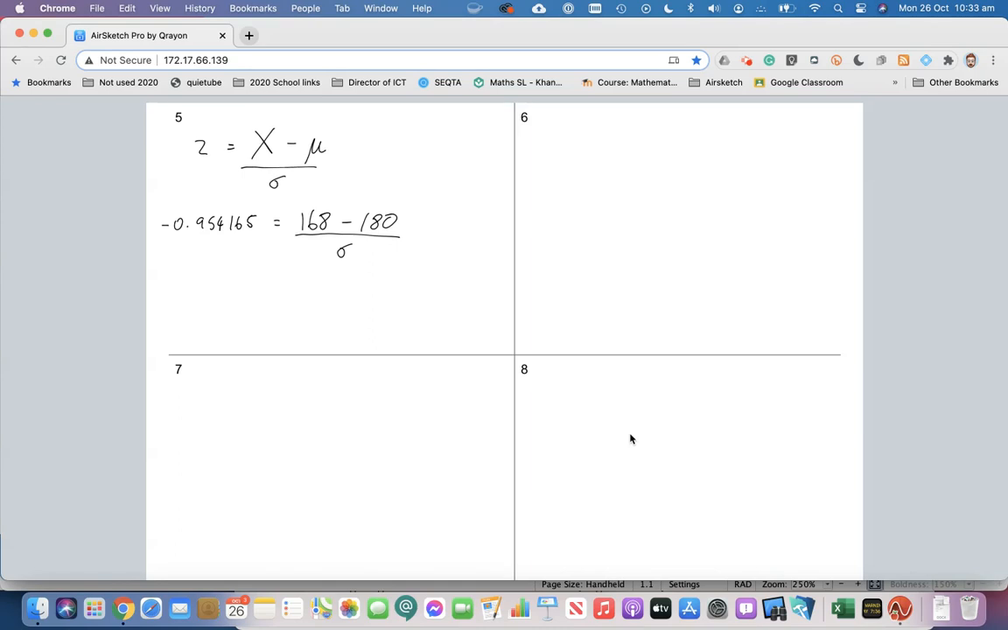And sigma is the thing that we don't know. Okay, so I'm going to rearrange this a little bit. I'm going to do it by multiplying both sides by sigma. So that means sigma is going to be over here, and divide both sides by negative 0.95415. So that means it goes down there. So I get sigma is equal to 168 minus 180 all over negative 0.95415. Okay, that's just a numerical calculation which we can perform. So I'm going to get my calculator out and do that.